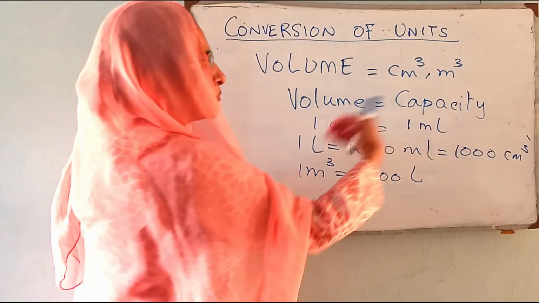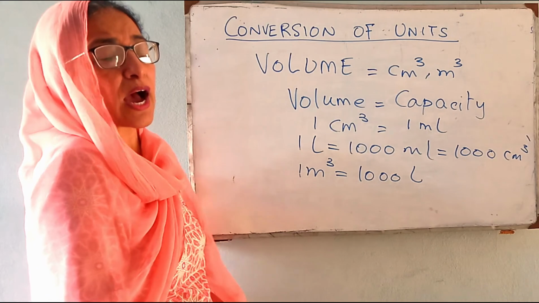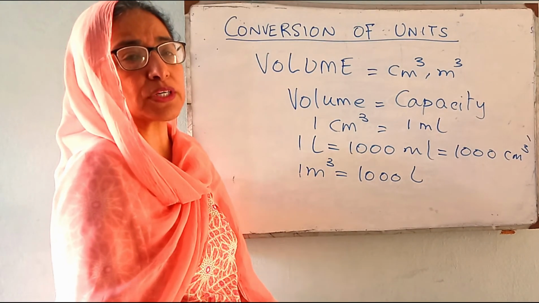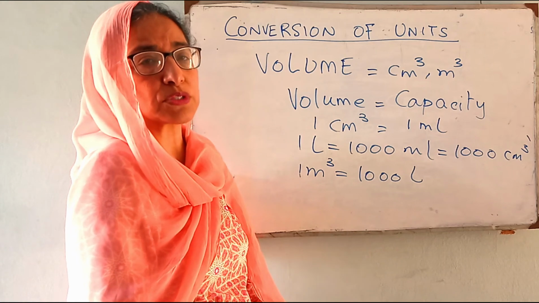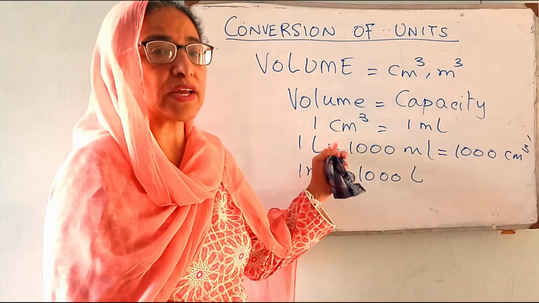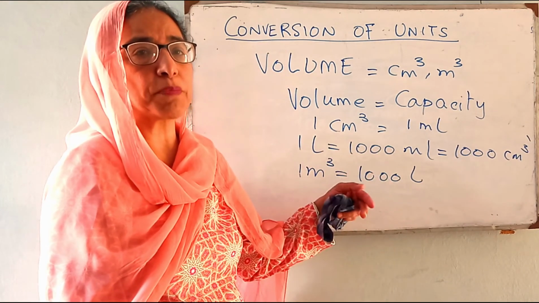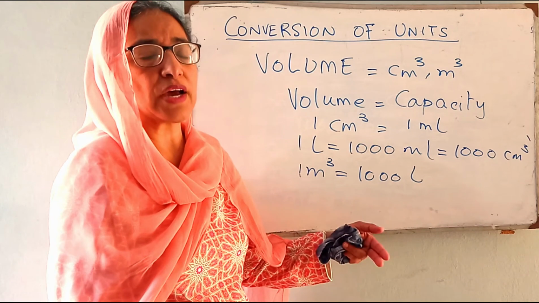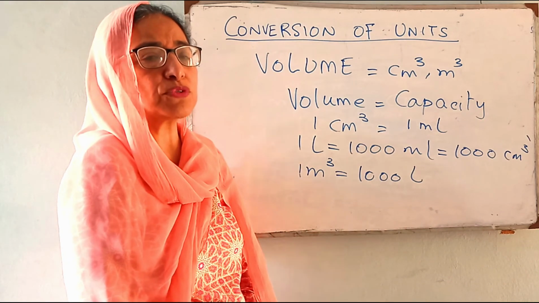But if I am going to do the reverse, converting milliliters into liters, I am converting a smaller unit into a bigger unit, so I will divide it by 1000. Hope this is clear that whenever we have to convert from a bigger unit into a smaller one, we have to multiply. Whenever we have to do vice versa, we have to divide.